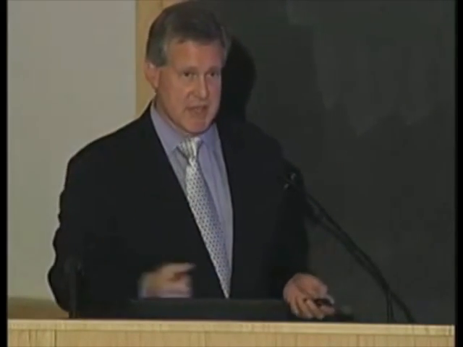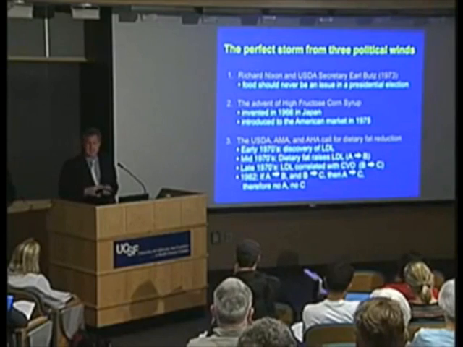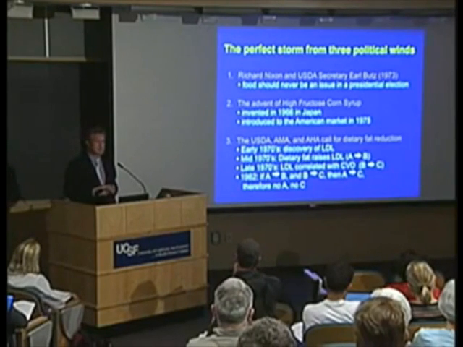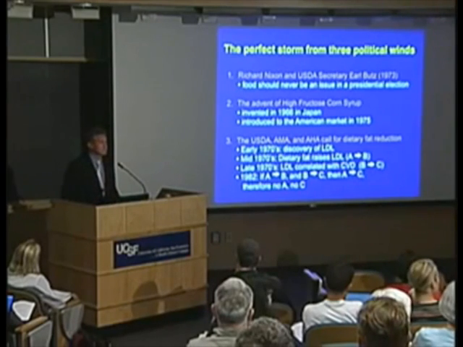So the thought process, by some very smart nutritionists, the USDA, et cetera, said, well, if A leads to B and B leads to C, then A must lead to C, therefore, no A, no C. This was the logic. Now, any logicians in the room? Anybody see any problems with that logic? Go ahead. That's right, the premise is incorrect.